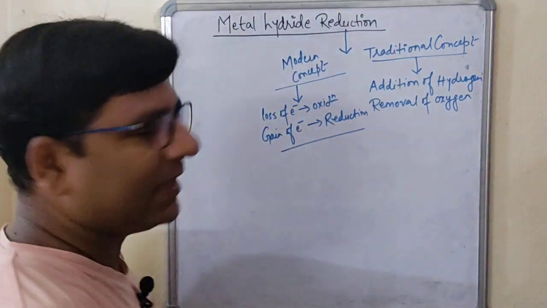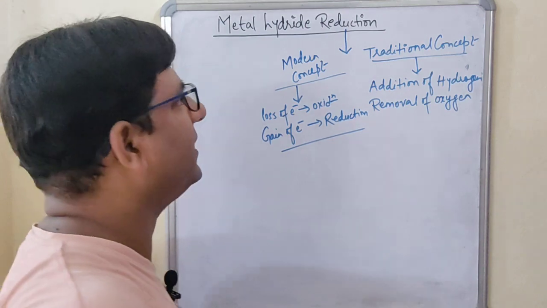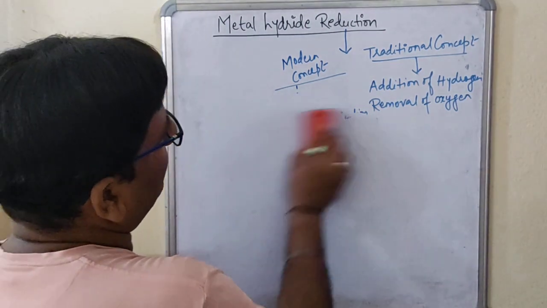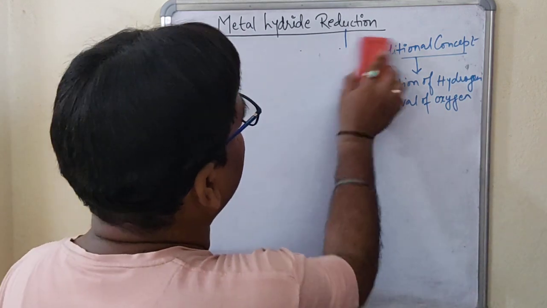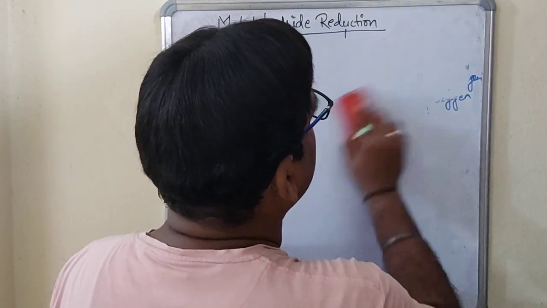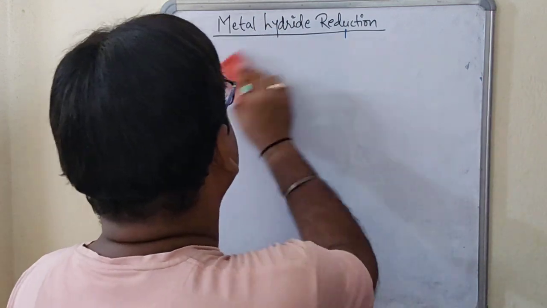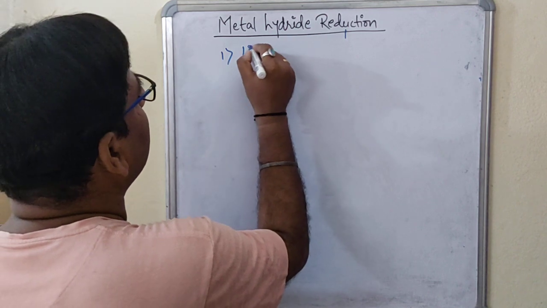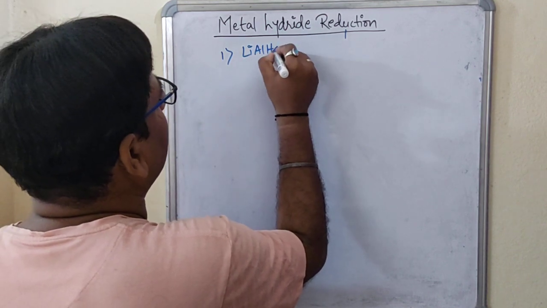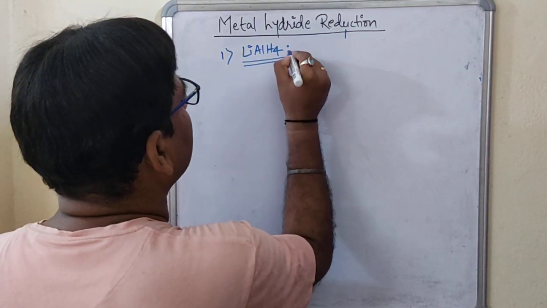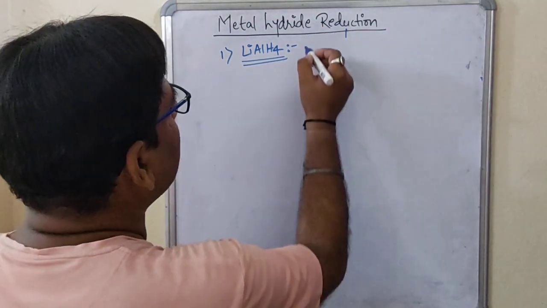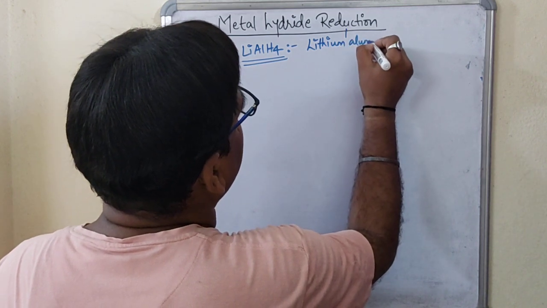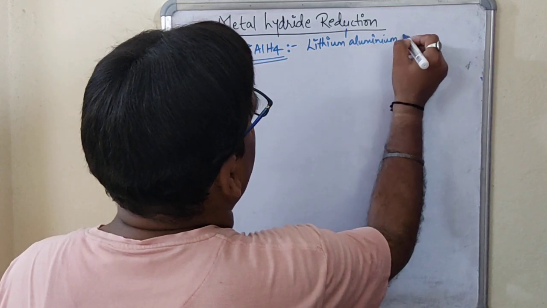Okay, now let us see, we have to study two types of hydrides, students, metal hydrides, namely lithium aluminum hydride, okay, and the sodium borohydride. Two hydrides we will study. First one is lithium aluminum hydride. Now let us see this. What is this actually? This compound, the name is lithium aluminum hydride.